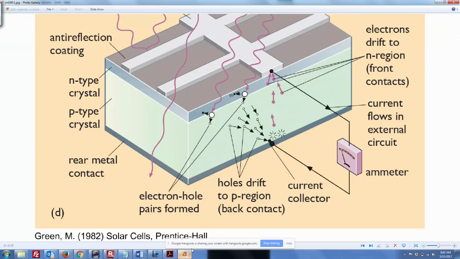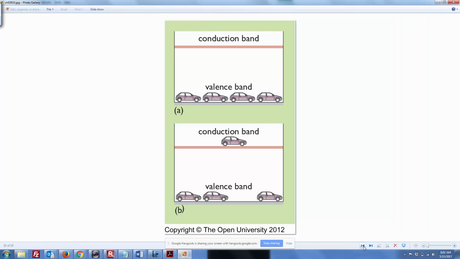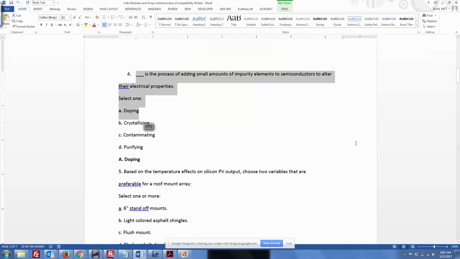There's some nice pictures here I can show you. You can think of it like cars. So if a photon comes in and hits this car, it then moves up. So if energy comes in, it can move it up, and now it can flow. I wish I had a better cartoon going, but that's the basics behind it. Okay, let's move on.